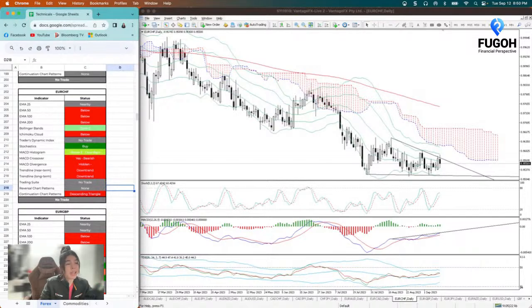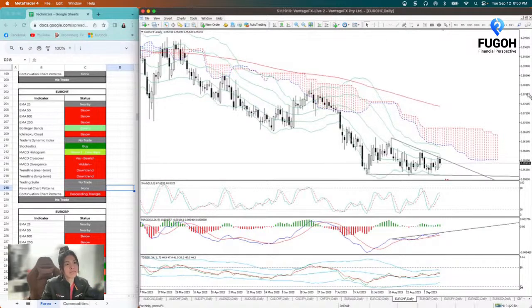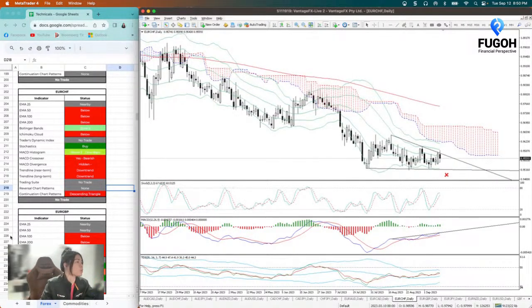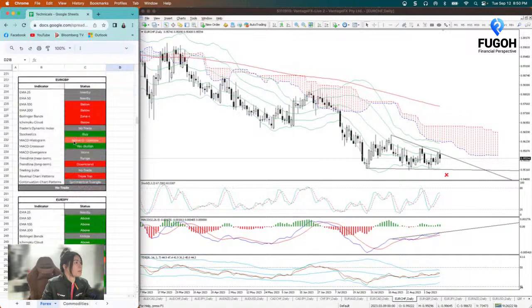For this pair, I wanted to sell somewhere here. If it goes below here, then I sell. Otherwise, no. So let's wait for this pair. It's almost there, just a few more movements. Euro pound.